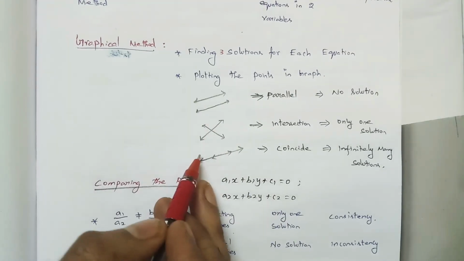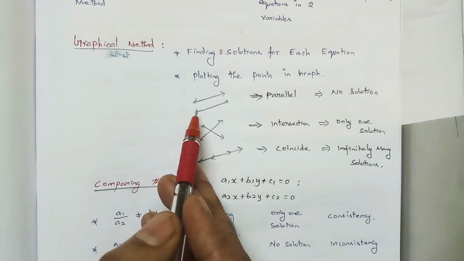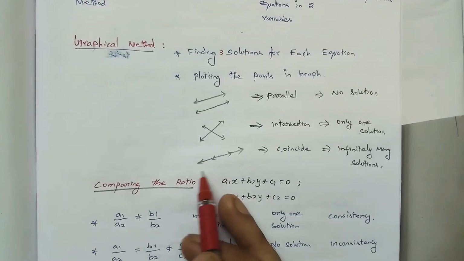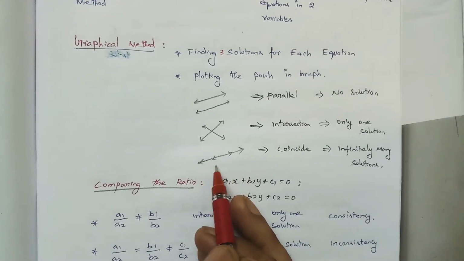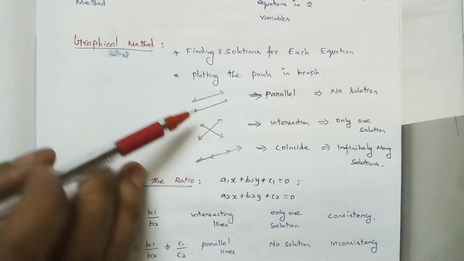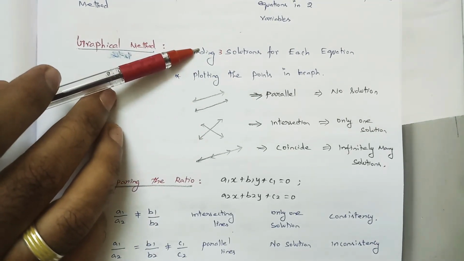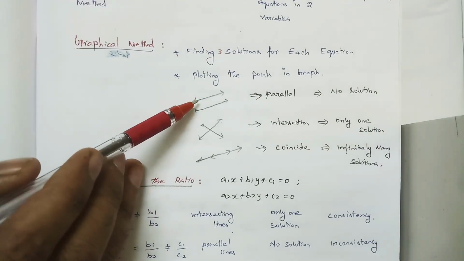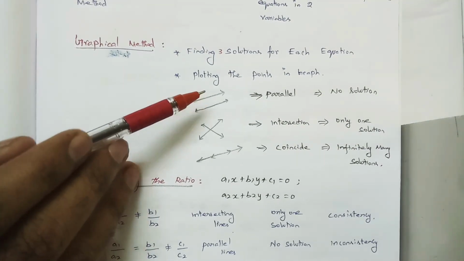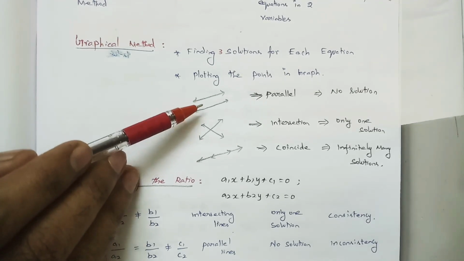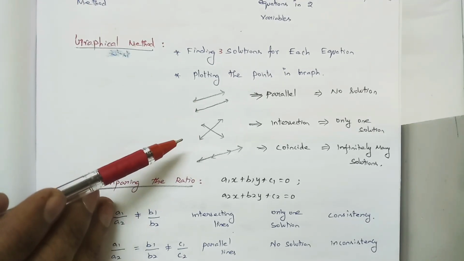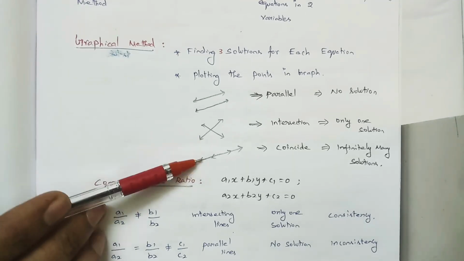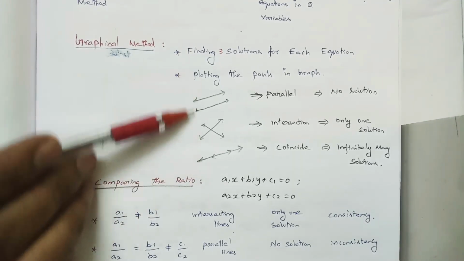We will get three kinds of graph. In one, the two lines are parallel; in another, the two lines intersect; and in another, the two lines coincide. For each equation we find three solutions, plot them in the graph and draw the line to get a straight line. For the first equation we get one line and for the second equation we get one line. So the graph can be of three kinds: parallel, intersecting, or coincident.